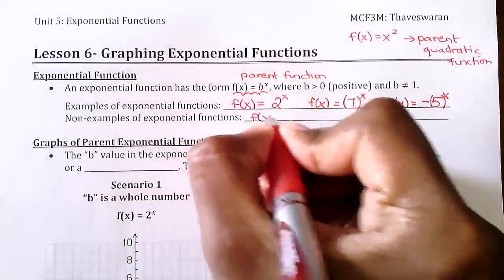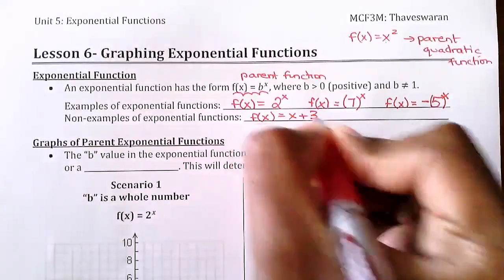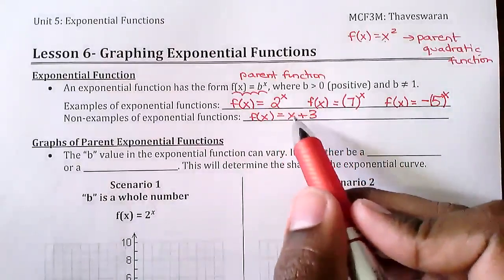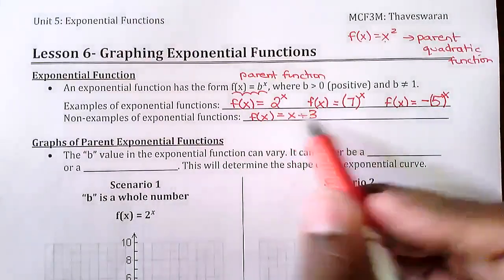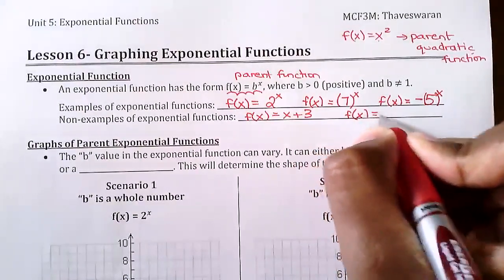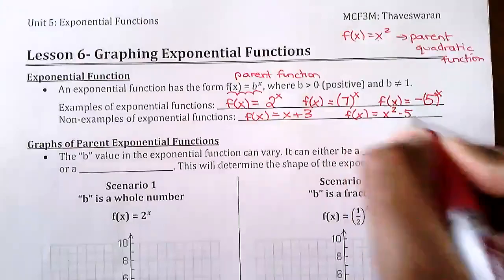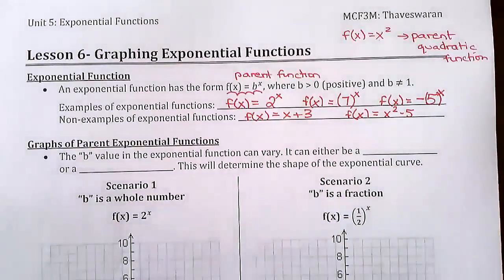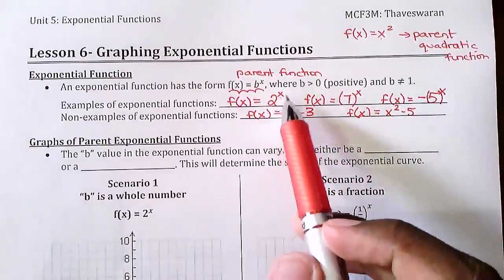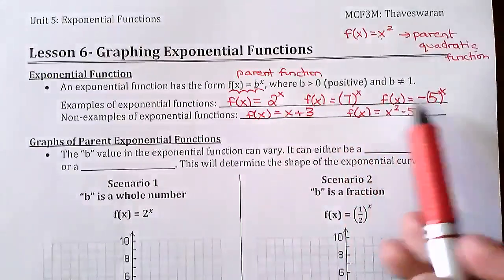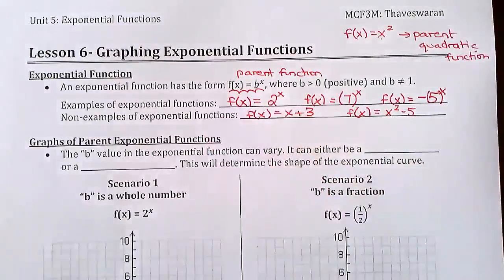Well, something like f of x is equal to x plus 3. We've seen this before earlier in the course. This is simply a line. We know that because here we have x to the power of 1. Similarly, we've seen functions that look like this. Again, because x is to the power of 2, we see that it's a quadratic function. The difference here is that the exponent itself is x. So when the exponent is x and you have a positive base that's not 1, you have an exponential function.